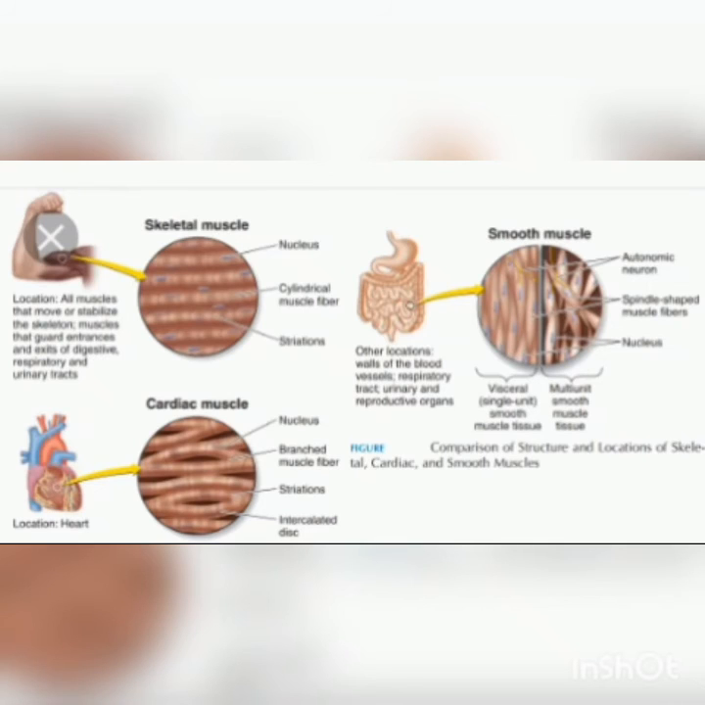There are three types of muscles. Voluntary muscles, also called skeletal muscles, involuntary muscles, also called smooth muscles, and the last one, cardiac muscles. Voluntary muscles are muscles that we can control. They are attached to our skeletal system and are also called skeletal muscles. Stripes are present on these muscles, so they are also called striped muscles. These muscles are present in the hands, arms, legs, feet and neck.